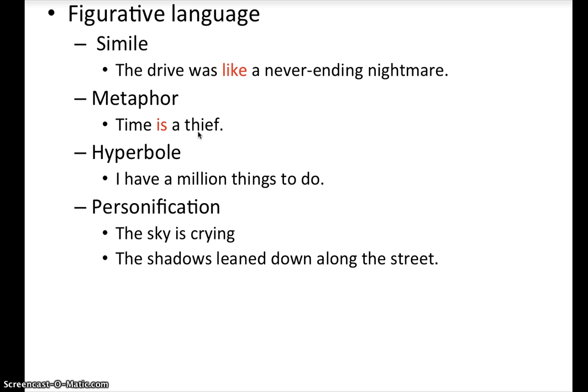Personification, giving human qualities, like crying to the sky, which tells us that it is raining, or the shadows leaned down along the street. The shadows can't lean because they don't have legs and a body, but we get the sense that they are angled, and coming down from one building onto another or onto the street.